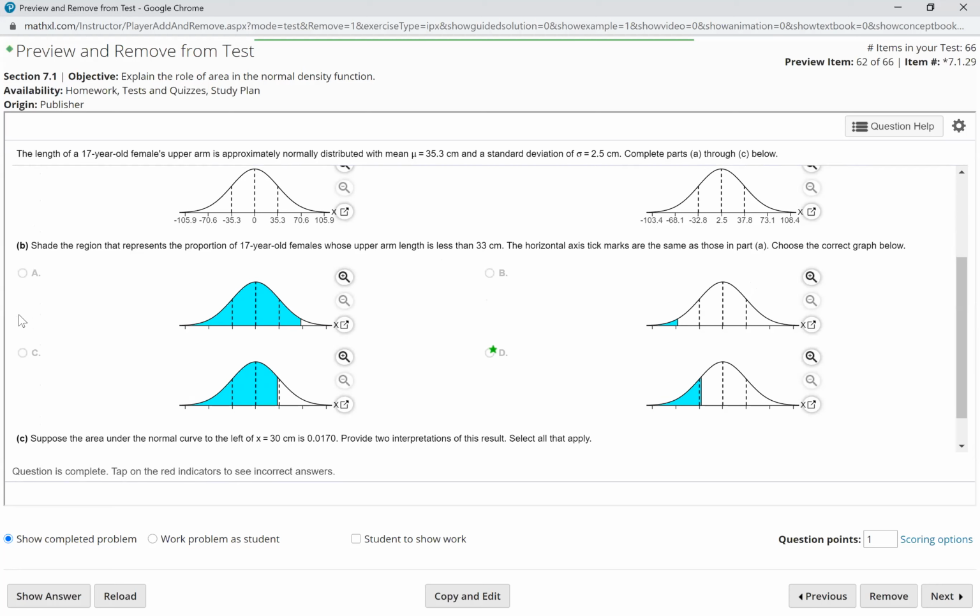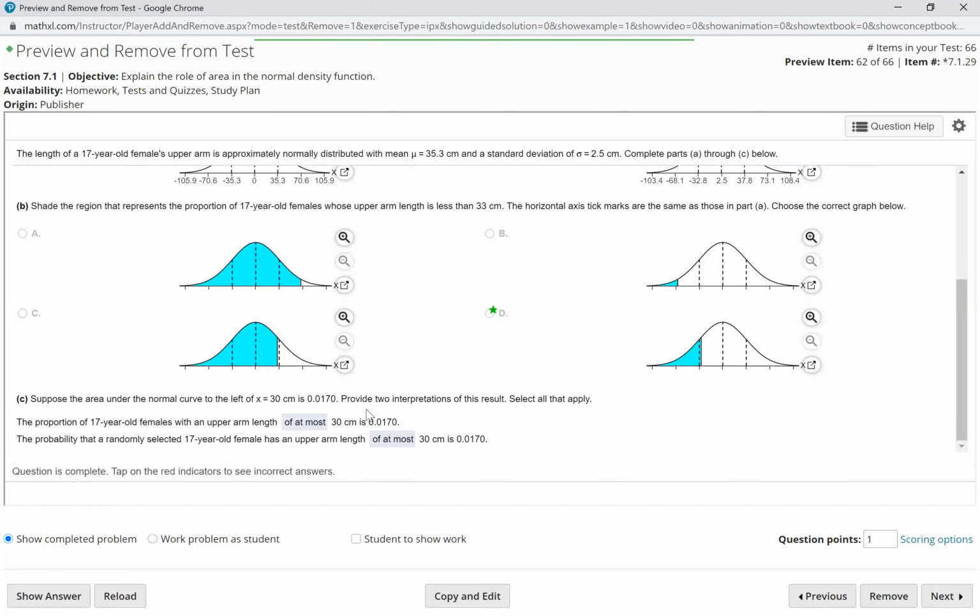Then he says, shade the region that represents the proportion of 17-year-old females whose upper arm length is less than 33. Well, the mean, 35.3, is right here, and less than 33, it looks like this one would work right here. So that should be an easy question.